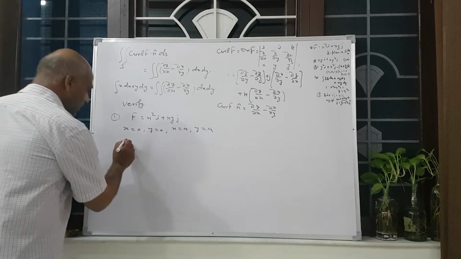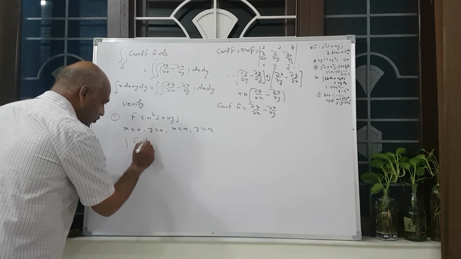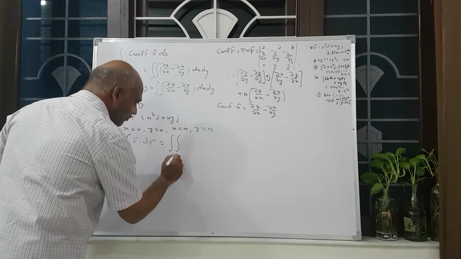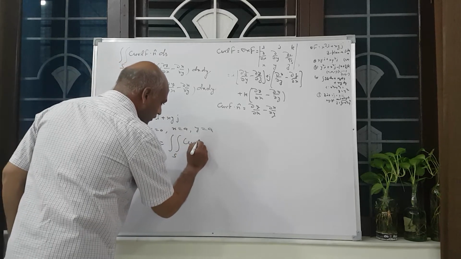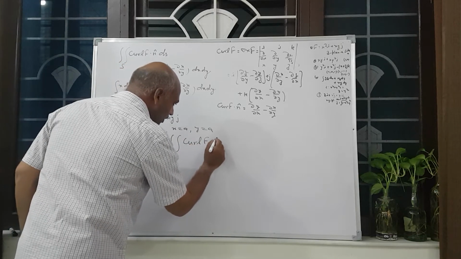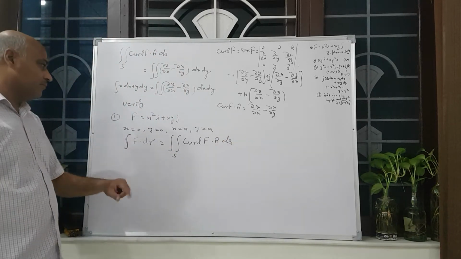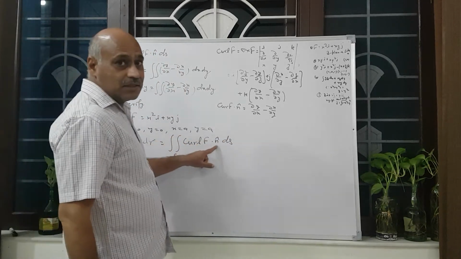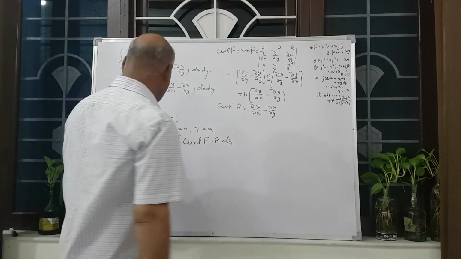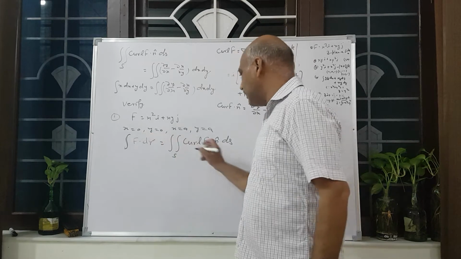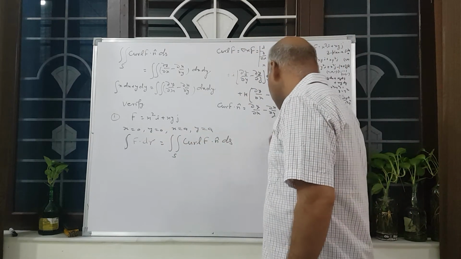So we have to show F dot dr equals curl F dot n cap. We have to find both. N cap is k. So first we draw the closed curve by these lines. X is equal to 0. What is x equal to 0?